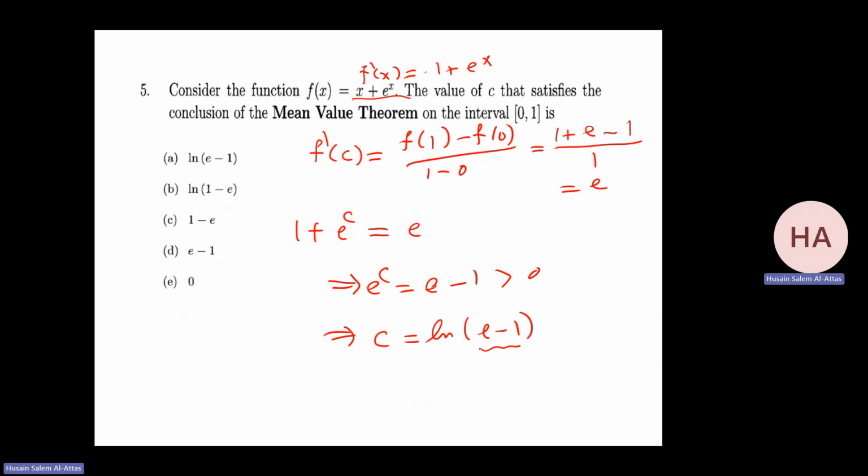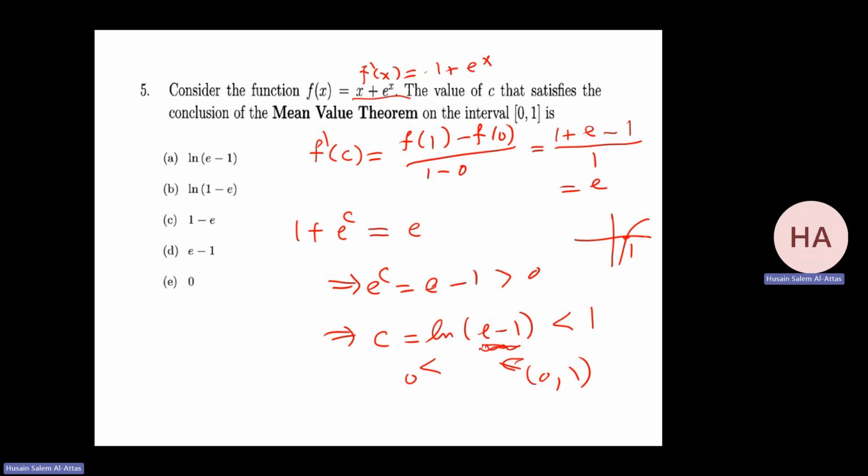Yeah, ln e is 1. So that will be for sure less than 1 and greater than 0. Yeah, so it's in the interval. If you look at ln at 1, it is 0. This value is greater than 1, so it for sure is greater than 0.